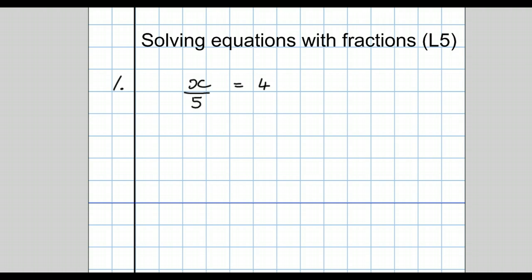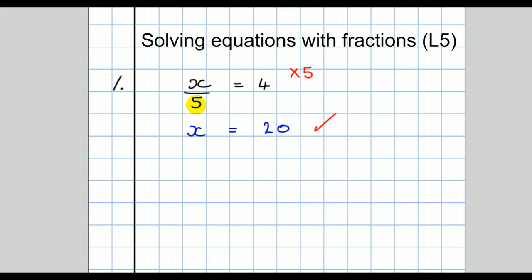There's a fraction, there's a number underneath our variable, the letter. We do not like these, so we get rid of them. The very first thing we do, whenever you see a number underneath a letter, get rid of it. How do I get rid of it? I multiply the whole equation by that number. X divided by 5 times 5 reverts back to x. 4 times 5 is 20, and that's it.